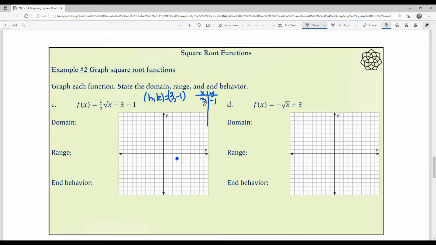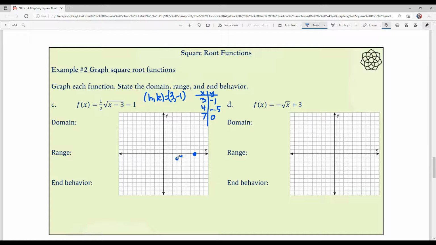Then I want to substitute in 4. 4 minus 3 is 1. Square root is 1. Times 1/2 is 1/2. 1/2 minus 1 is -1/2, or -0.5. So (4, -1/2). If I plug in 5, 5 minus 3 is 2. Don't want that. If I plug in 6, 6 minus 3 is 3. Don't want that. If I plug in 7, 7 minus 3 is 4. The square root is 2. Times 1/2 is 1. Minus 1 is 0. So (7, 0).